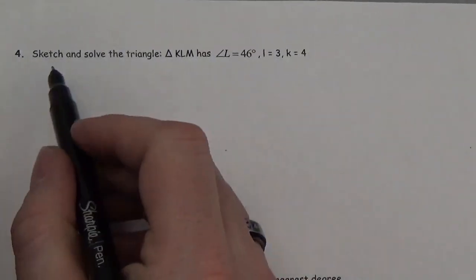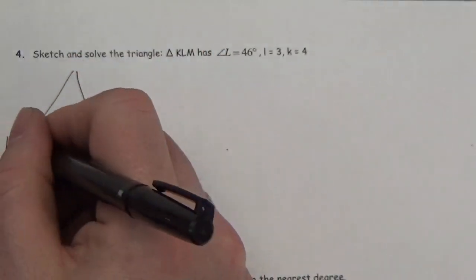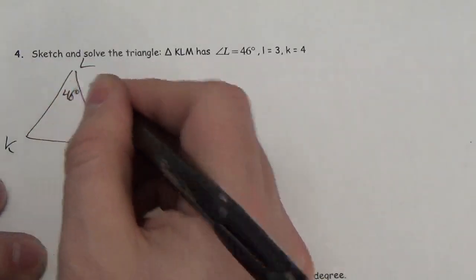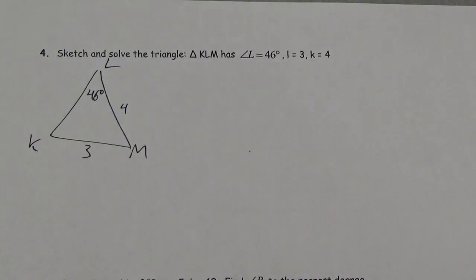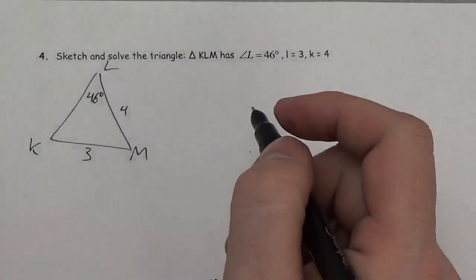Okay, another one. Sketch and solve the triangle KLM. All right, here we go. Same as before. Let's just draw it however. Angle L is 46 degrees, little l is 3, and little k is 4. Now, we want to solve the triangle. So we're going to look for everything we don't know.